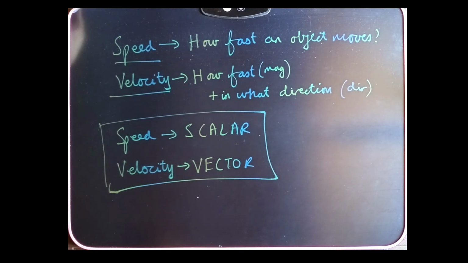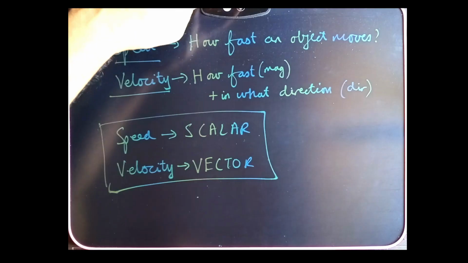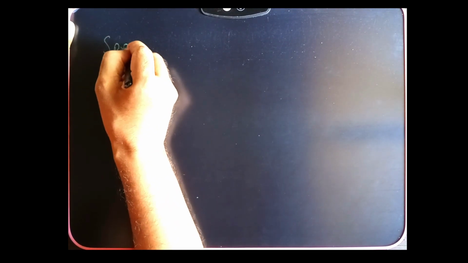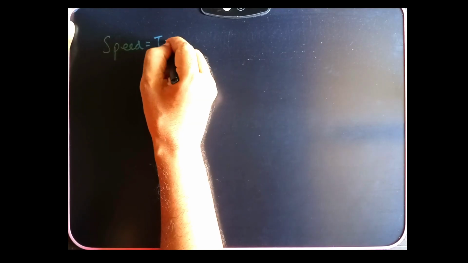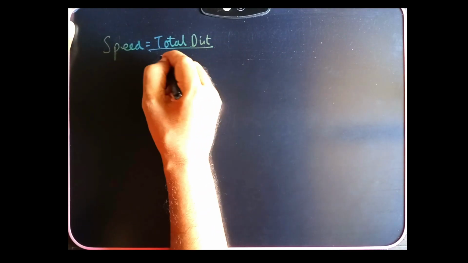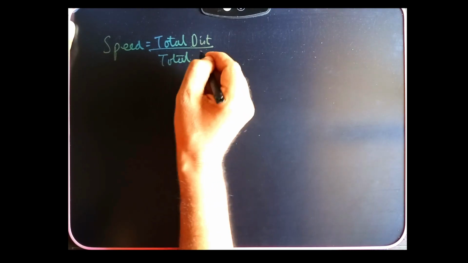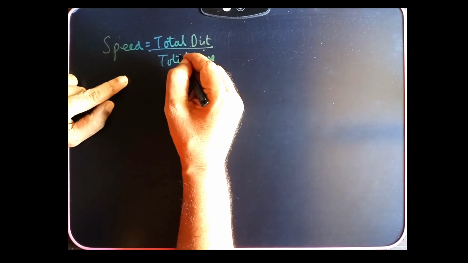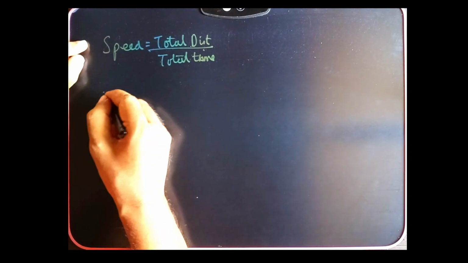So let us move ahead to the definitions. Okay, I'll clear this. We'll move ahead to the definitions of velocity. We know that speed is total distance upon total time. This is a scalar.